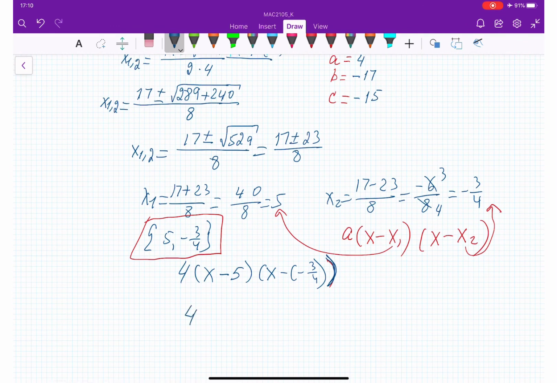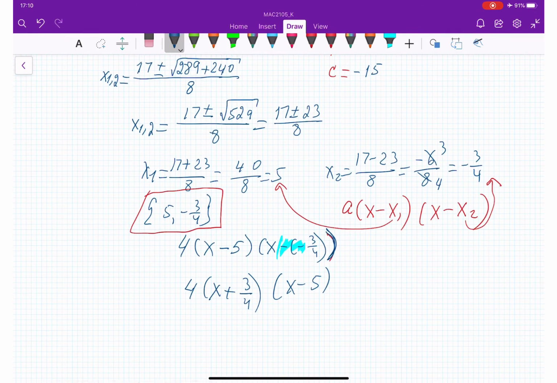4 times (x plus 3/4), because we have two negatives, right? They will become positive, and (x minus 5). So why did I switch the parentheses and put this one first? Because I want to distribute this 4 over this parenthesis to get rid of the fraction, and I will get (4x plus 3)(x minus 5). So this answer is going to be the factored form of the standard form equation.